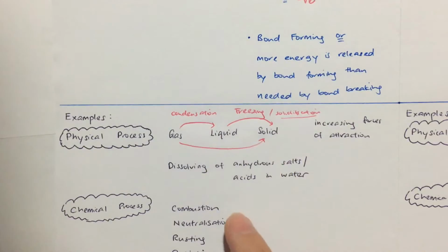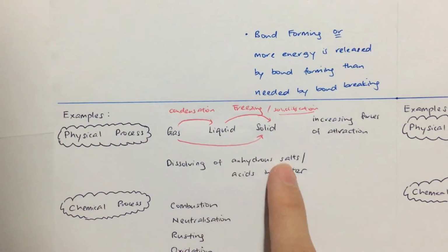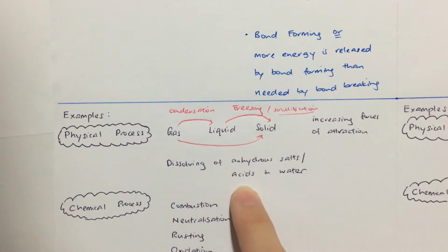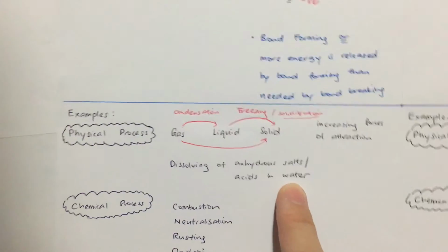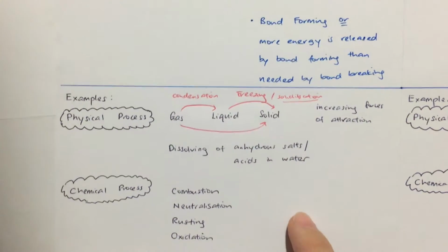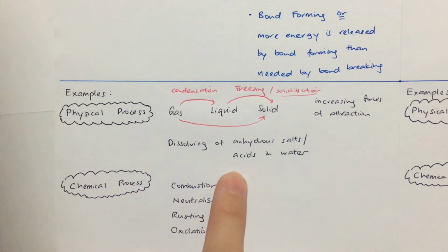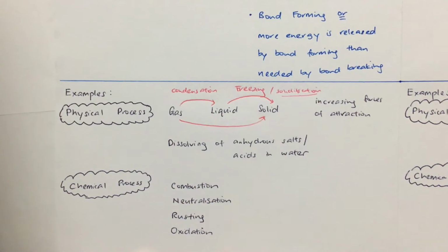Other than that, if we want to dissolve any anhydrous salts, that means the salt has no water of crystallization in it, or we want to dissolve acids in water, this could also be exothermic. And finally, for chemical processes, we have combustion, neutralization, rusting, and oxidation. So if you recognize any of these chemical processes, likely they are exothermic reactions.